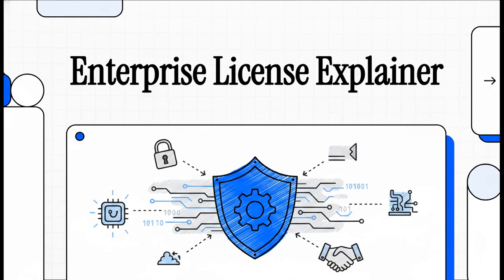Welcome to the Explainer. Today, we're unpacking something absolutely vital to anyone building or investing in tech. We're talking about the Enterprise Proprietary Software License. This is literally the ultimate legal blueprint that protects your digital assets.